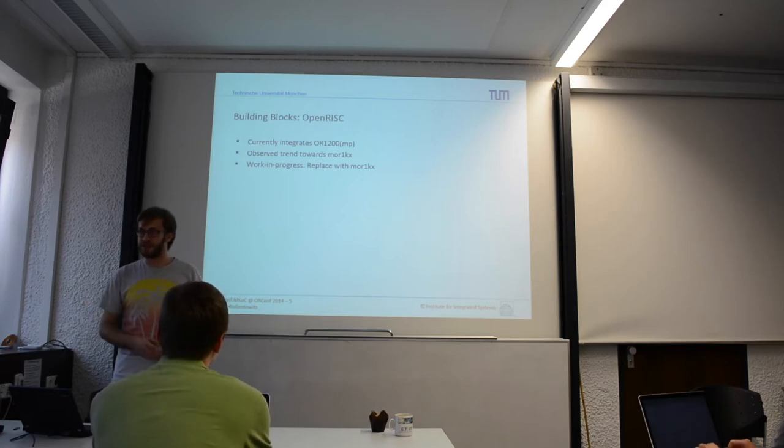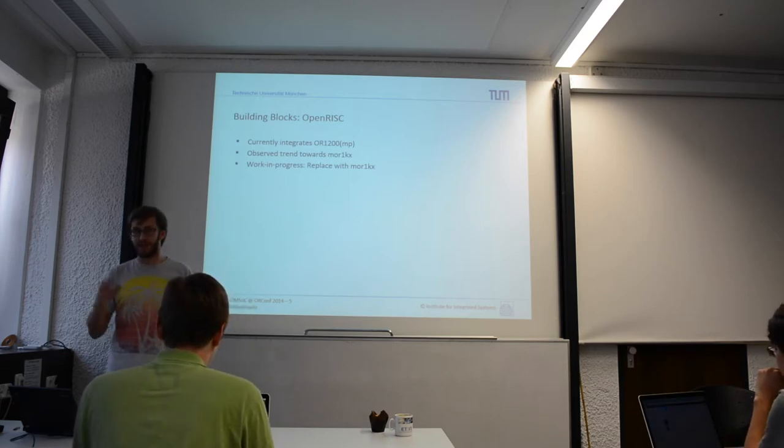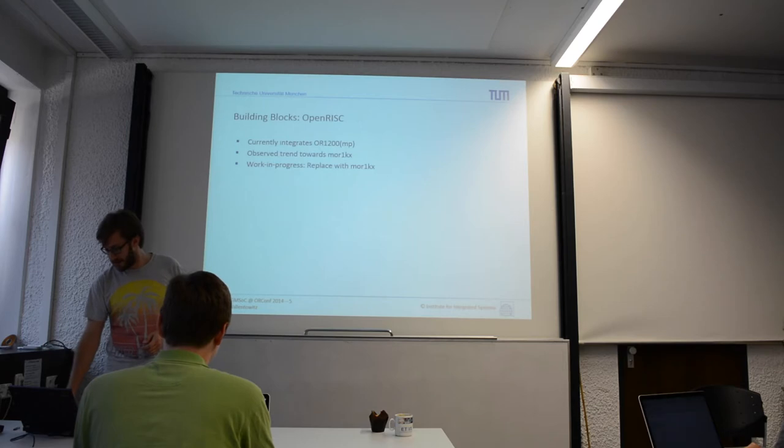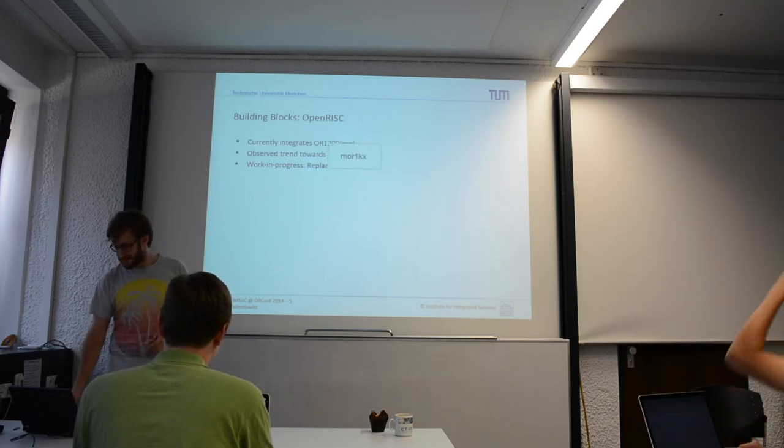Last year I started with how OpenRISC comes into play. It's the base core that we use, so there were some original plans to have alternatives like the Leon cores or something. This is the slide from last year, where we had the OR1000, which I called MP. This was just the original OR1000 with some small changes that I talked about last year. And this was then replaced with MOR1KX.